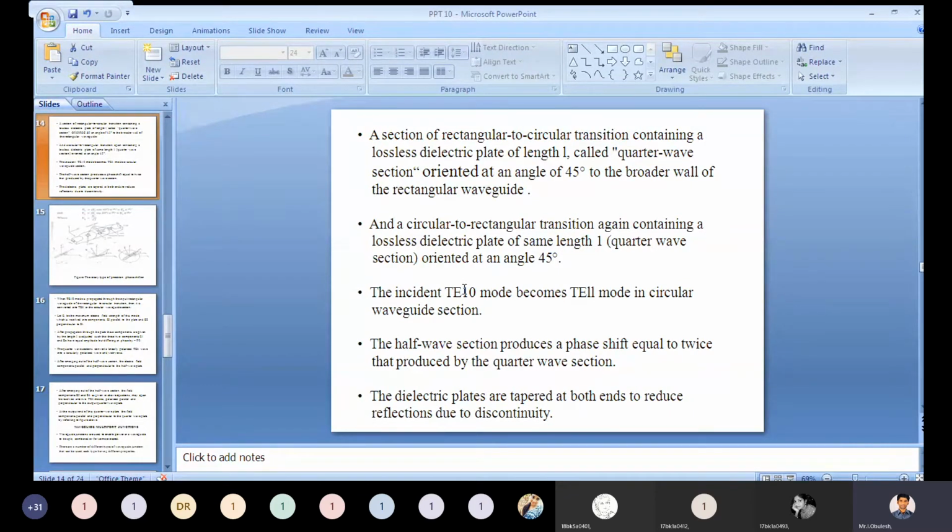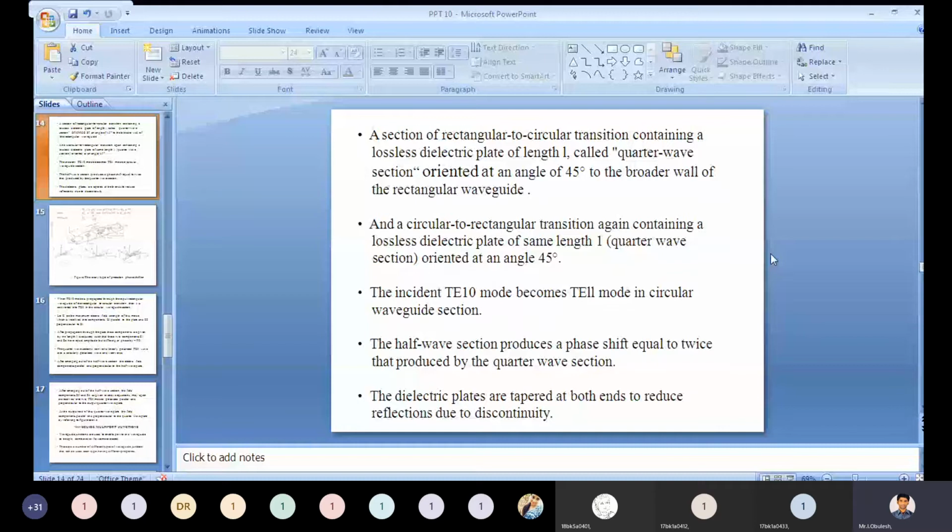Let us assume the incident TE10 mode becomes TE11 mode in the circular waveguide section. The half wave section produces a phase shift equal to twice that produced by the quarter wave section. This means the dielectric plates are tapered at both ends to reduce the reflection due to discontinuity.